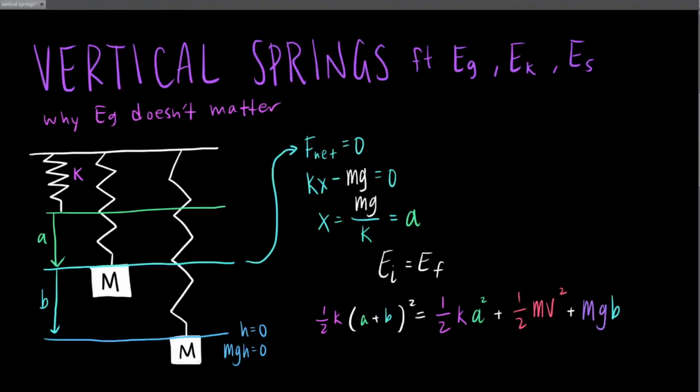At its equilibrium position, the amount stretched is equal to a, which makes it 1/2 ka squared. Add the kinetic energy that it has going up at that point, as well as the gravitational potential energy, where h is b, the distance stretched from the equilibrium position.